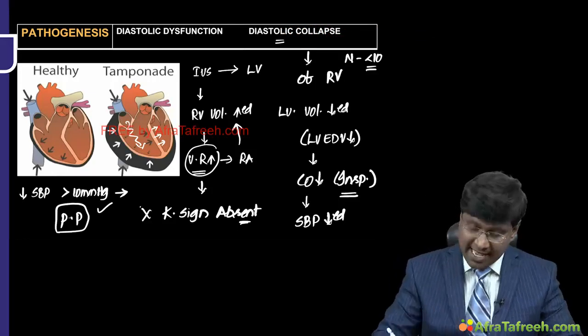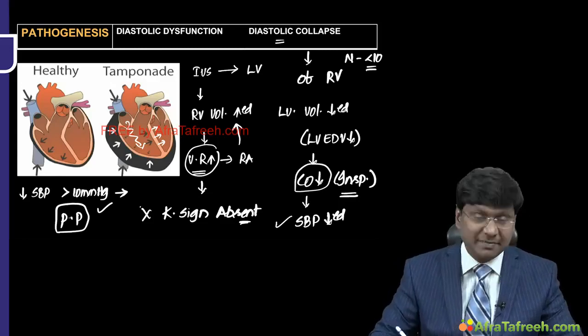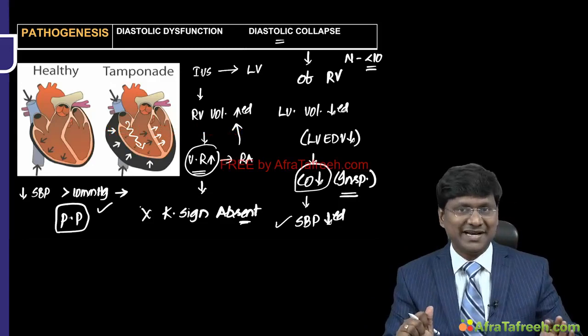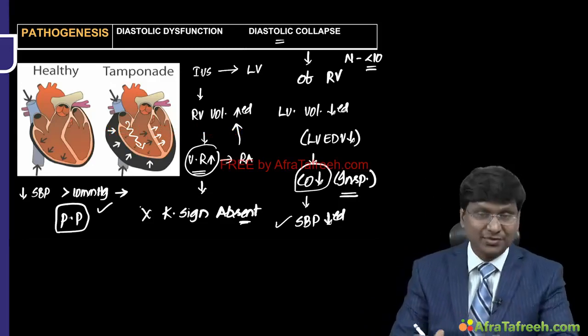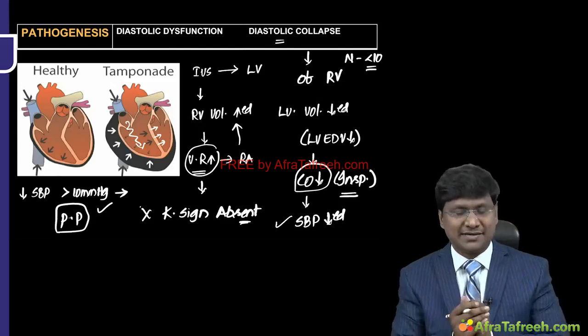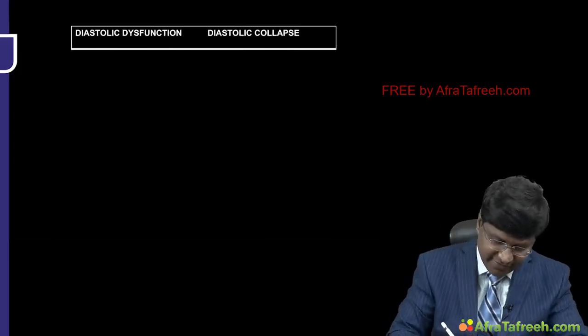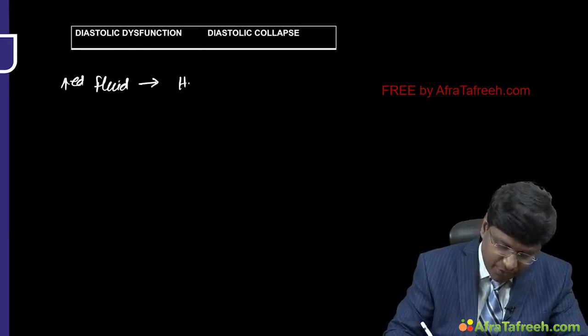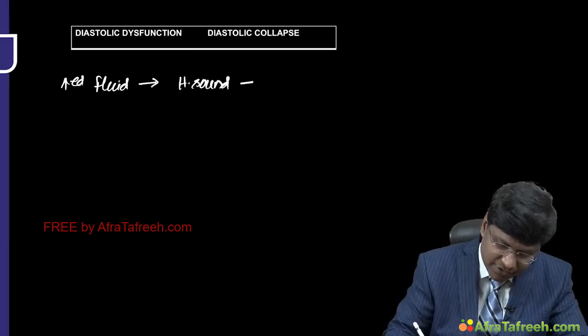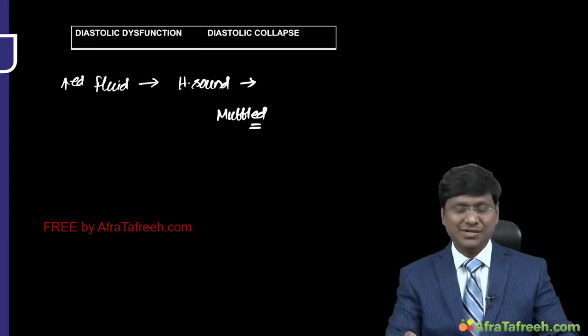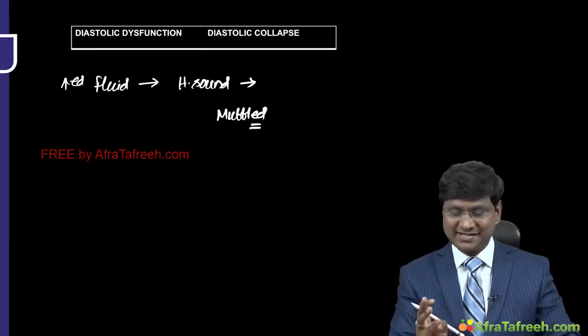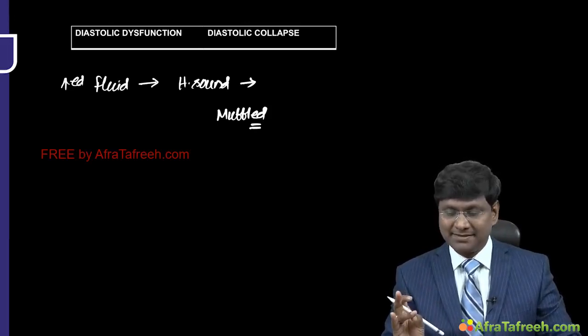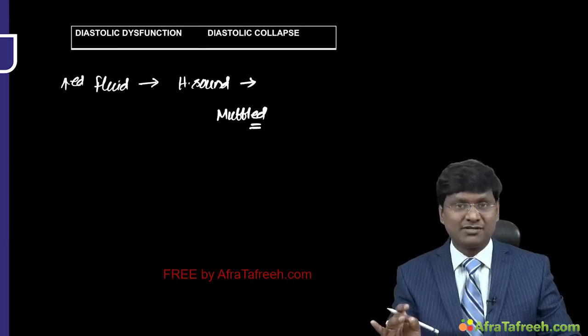Right. Now, as the cardiac output is reduced, what is happening to your blood pressure? There is hypotension, right? Another important pathophysiology that you need to know is that there is a lot of fluid surrounding the heart. When there is increased fluid surrounding the heart, what will happen to your heart sounds? The heart sounds become muffled, right? So in the pathophysiology, what you have to understand here is that there is diastolic dysfunction, there is diastolic collapse of the ventricle. Next, there is pulsus paradoxus.